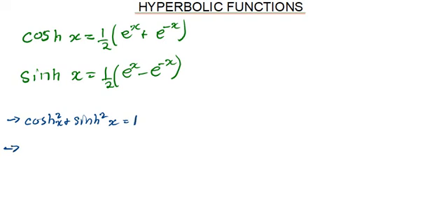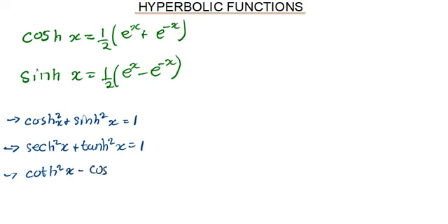Then the second one that we're also going to be using is hyperbolic secant squared of x plus hyperbolic tangent squared of x is also equal to 1. Then we're also going to say hyperbolic cotangent squared of x minus hyperbolic cosecant squared of x is also equal to 1. So we need to familiarize ourselves with these identities. We are going to use them a lot. These are the common identities that we're going to be dealing with.